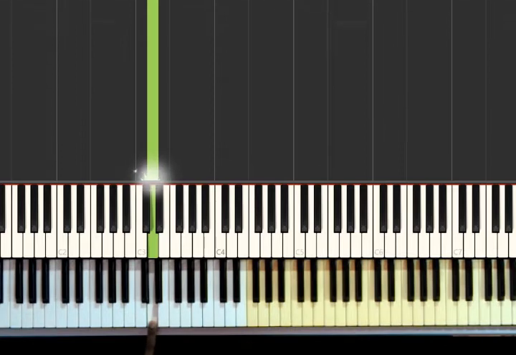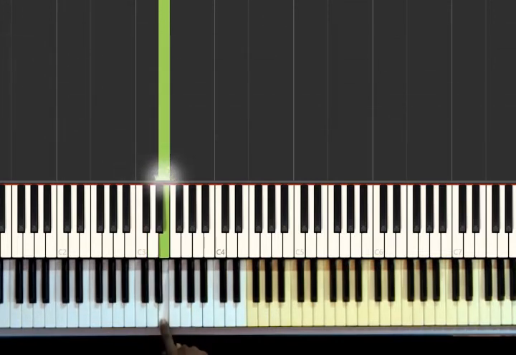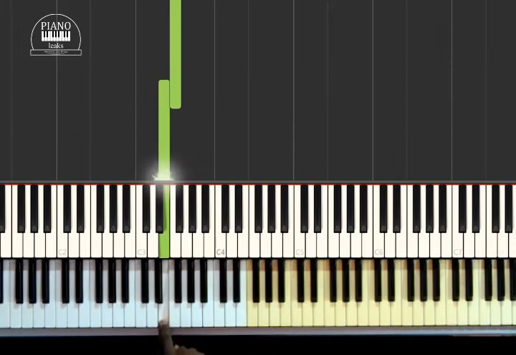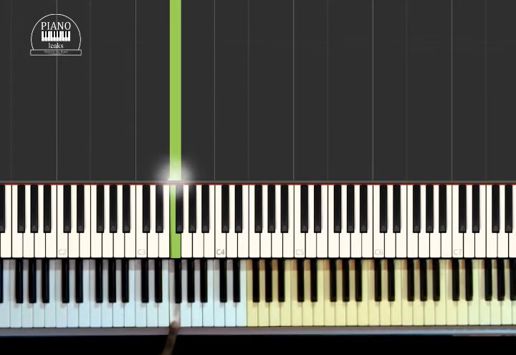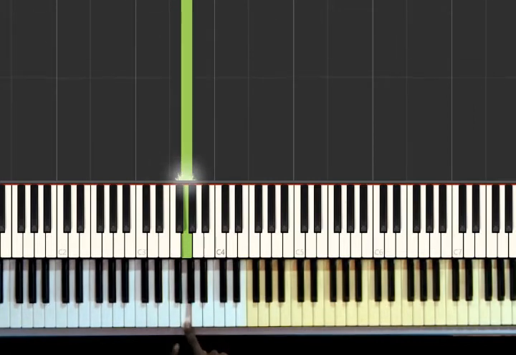In the formula, the next note is a tone. So a tone away from D is E. In the formula, the next note is a semitone. So a semitone away from E is F. In the formula, the next note is a tone. A tone away from F is G.